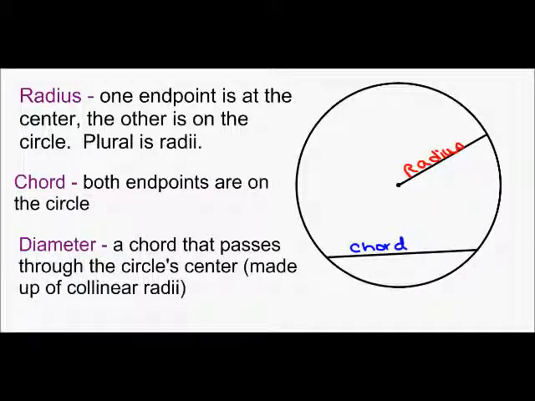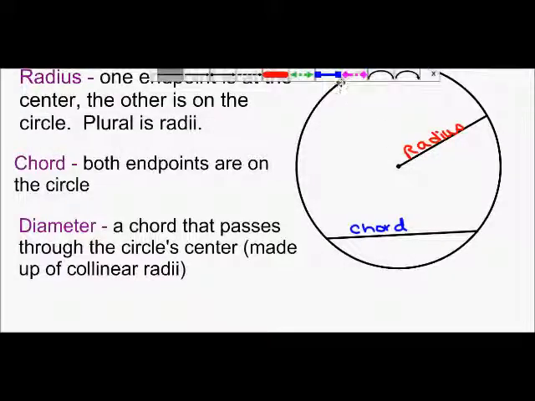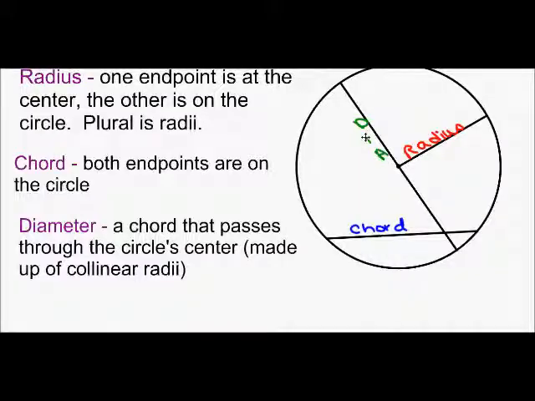Then lastly, something that you probably have seen before is the diameter. A diameter has both endpoints on the circle like a chord, but it passes through the center point. So this is a diameter that I just drew. A diameter is a special type of chord, so all diameters are chords. And it's really 2 radii put together straight across the circle. Something important for you to remember is that the diameter is 2 radii, or 1 radius is the diameter divided by 2. These are very important.